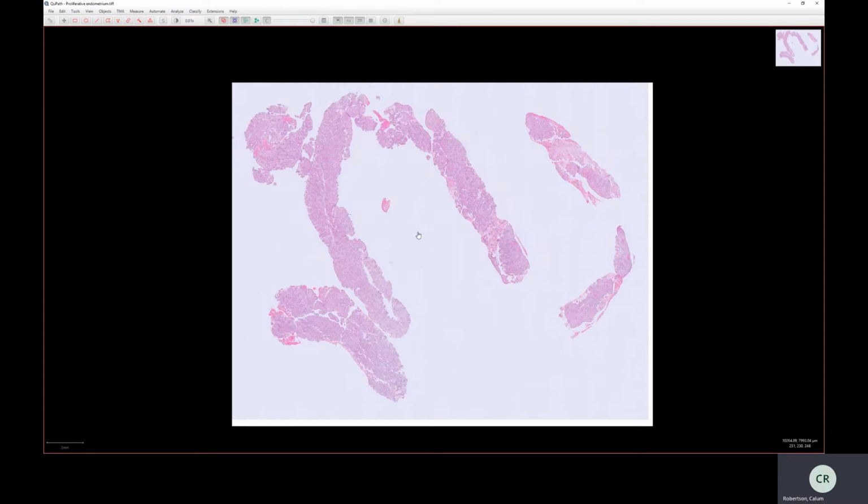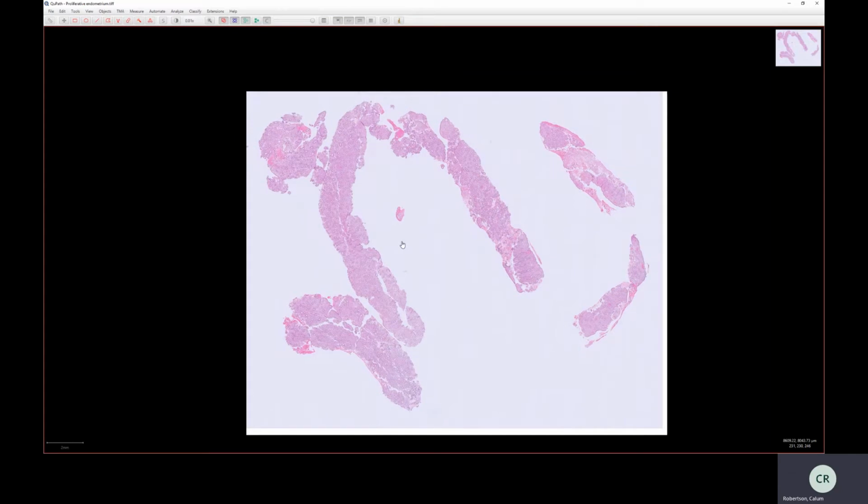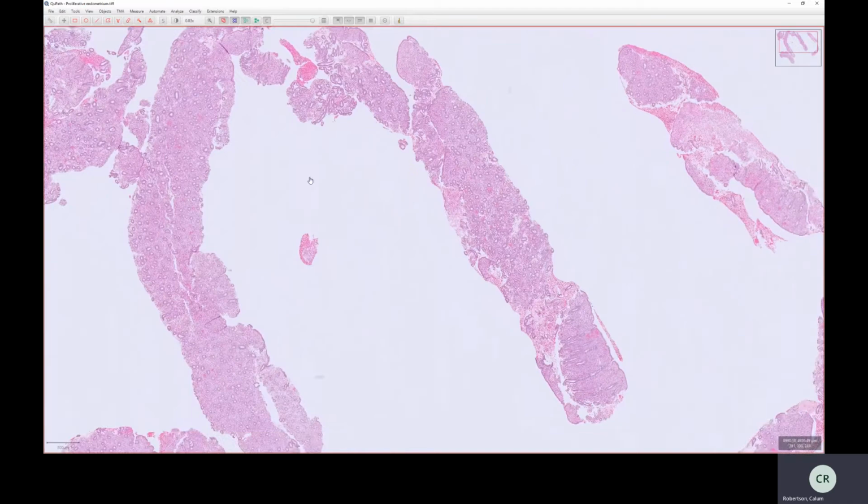So at low power, we're looking at the endometrium, and straight away I know pretty much that this is going to be proliferative endometrium because of its tissue architecture. At low power, you look at the architecture, and at high power, you look at the cytology. I'll maybe just zoom in a wee bit more so you can appreciate it a little bit better.